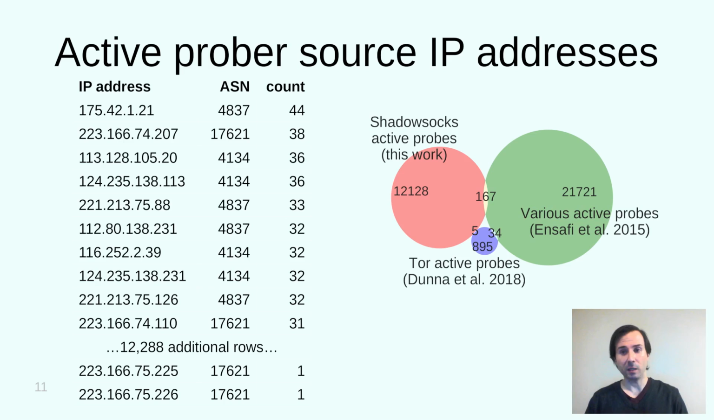Now, comparing the 12,000 IP addresses in this work with previously compiled lists of prober IP addresses, there is not much overlap, although there is some. However, this is not really that surprising because past research has found that there is a lot of churn in the IP addresses used for active probing over time.